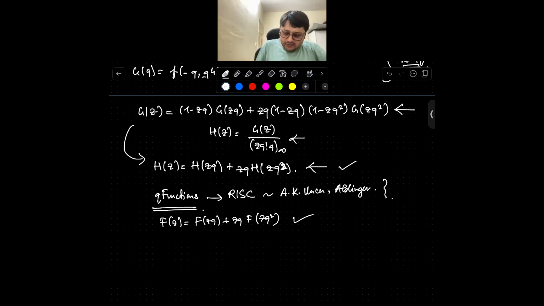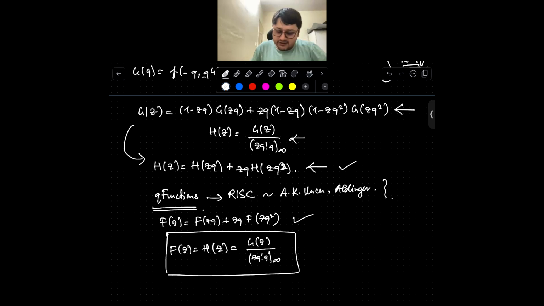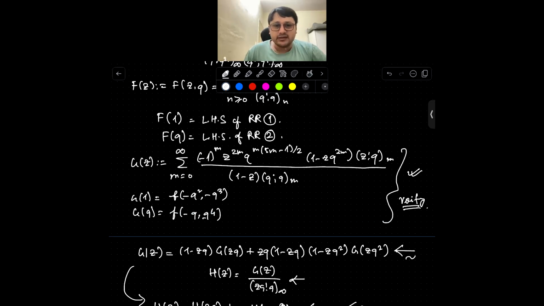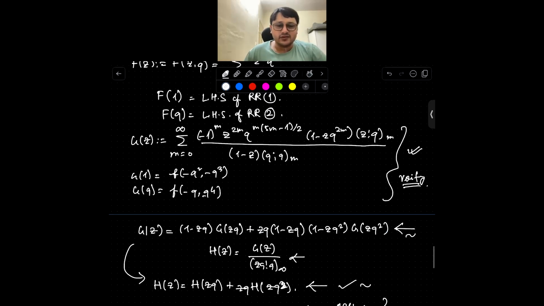So what you have proved is that F of z is equal to H of z, which was nothing but Z of z divided by (zq; q cubed) infinity. Now if you set z equal to 1 in this equation, then you get back the first Rogers-Ramanujan identity. And if you set z equal to q, then you get back the second Rogers-Ramanujan identity. So this was essentially Ramanujan's proof, but Ramanujan obviously did not have Mathematica. So he would have found these recurrences by hand. It's not a very easy task, but of course, given the functions, you can find it; to come up with the functions, it's a bit difficult.